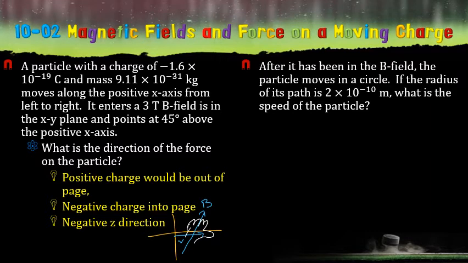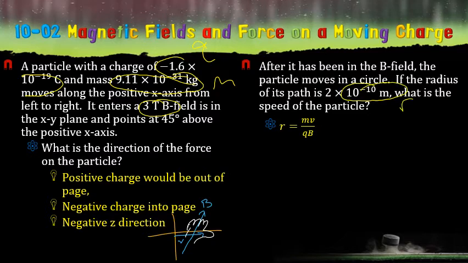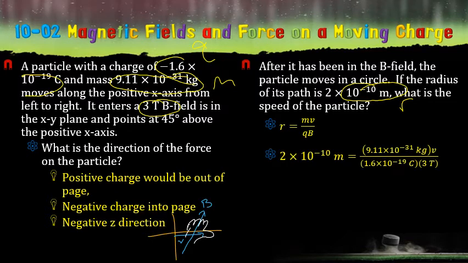After the particle has been in the magnetic field, the particle moves in a circle. If the radius of its path is that big, what is the speed of the particle? Well, the radius is mv over qB, and you can see we have some various things here. We've got our charge, that would be q, we've got our mass, we've got our magnetic field, and we have the radius right there. So we can fill all those in.